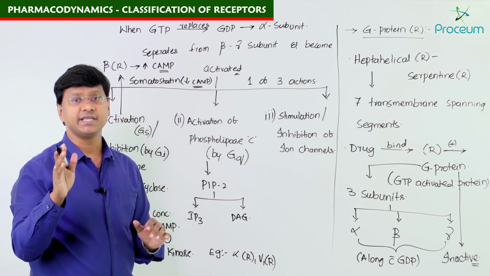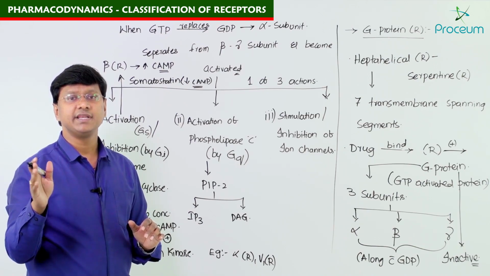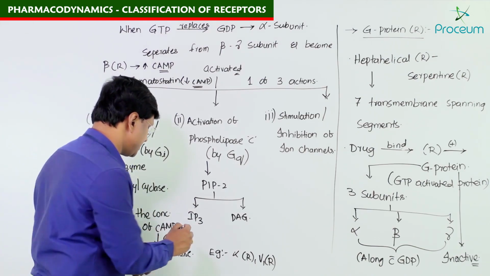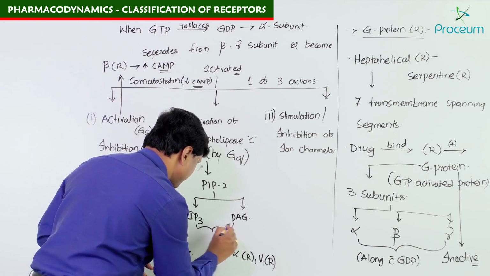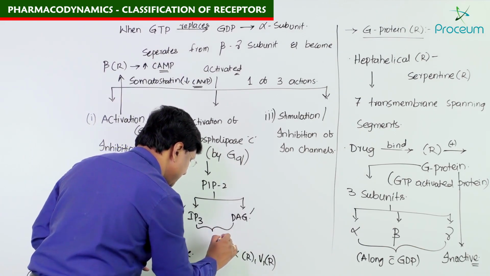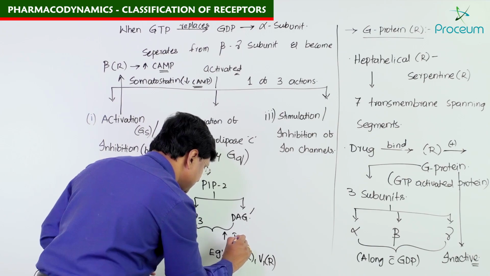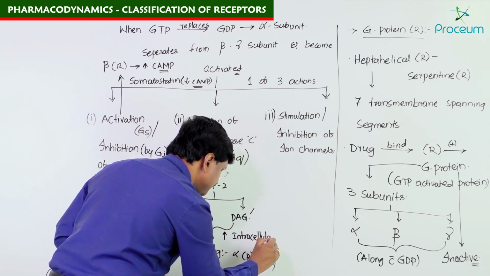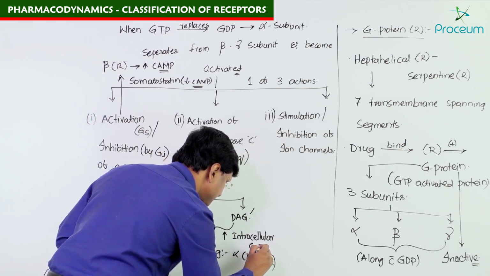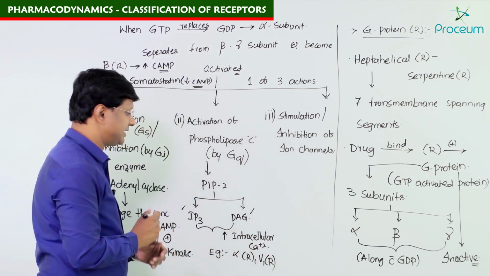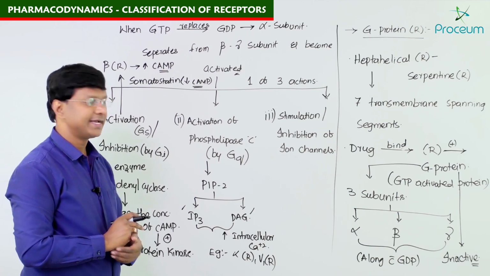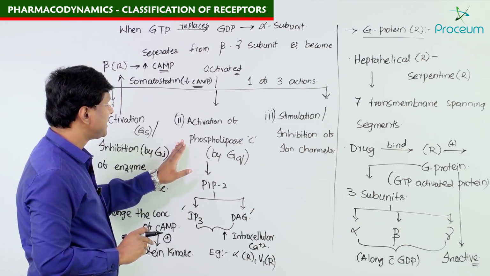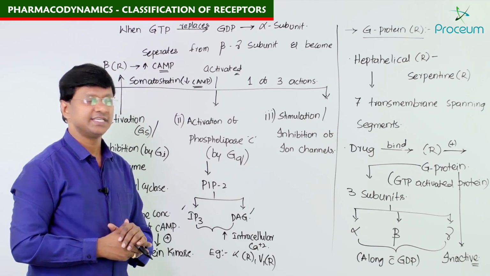Now, what will happen once there is activation of the phospholipase C? The final result is an increase in the intracellular calcium. Once there is formation of IP3 and DAG, there is an increase in the intracellular calcium. So that is your activation of the phospholipase C.